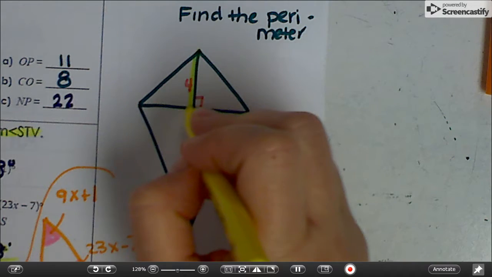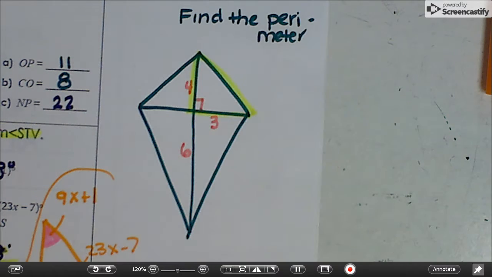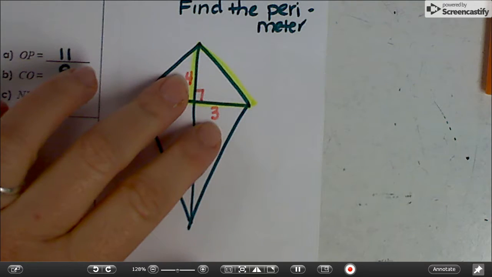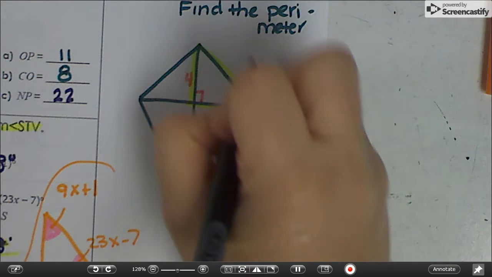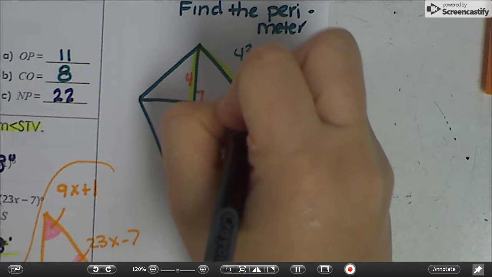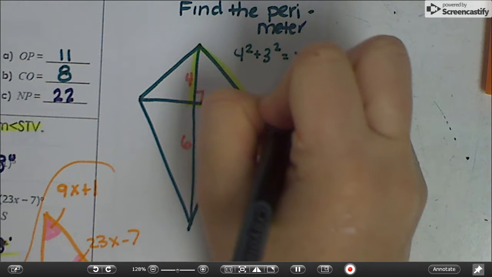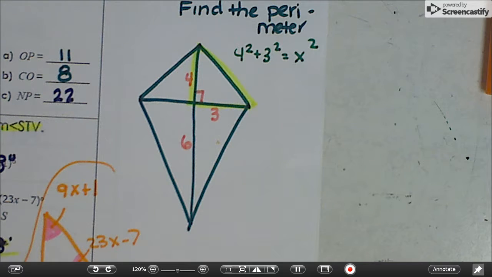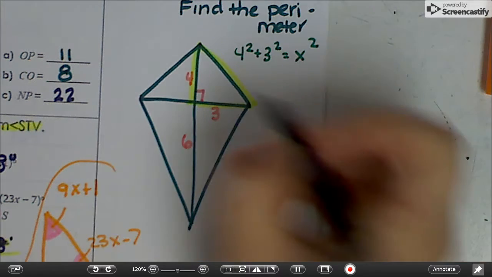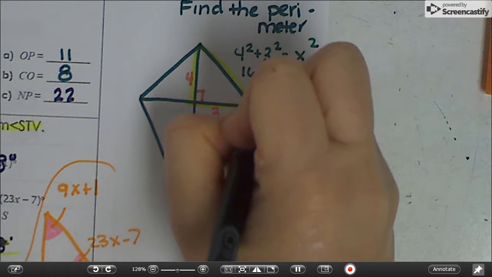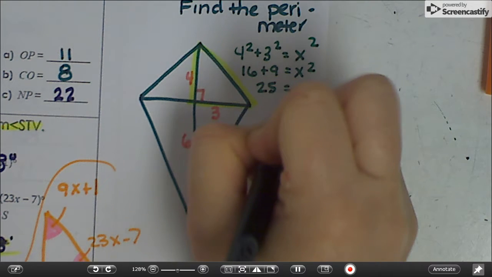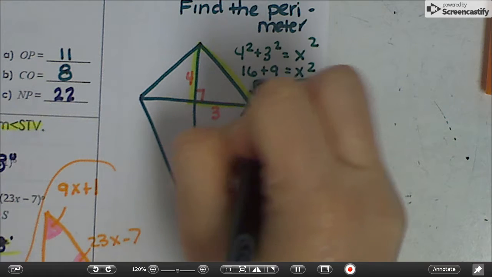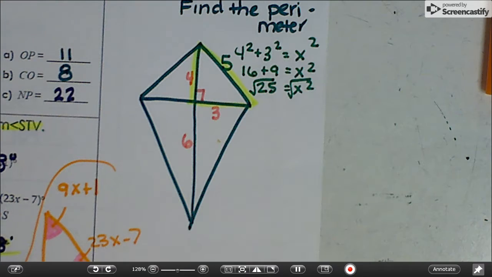Here's a right triangle here. If I want to figure out the missing side, knowing that we have 2 sides already, we're looking for the third side, you should be using the Pythagorean theorem. 4 squared plus 3 squared equals x squared. All right, we need to find the length of this side. So that's going to be 16 plus 9 equals x squared. 25 equals x squared. Square root both sides, so that side is 5.